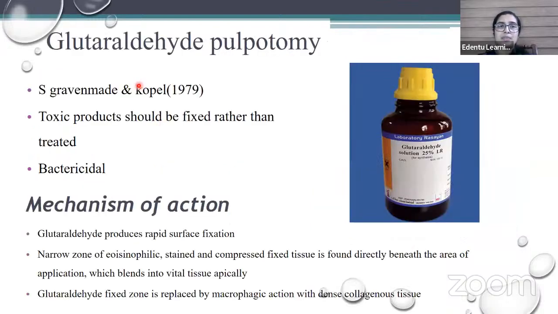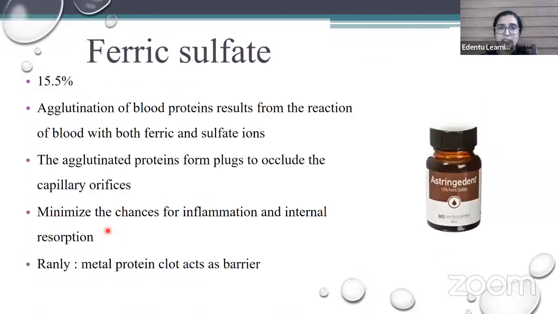And then we have another material, that is the glutaraldehyde pulpotomy. The toxic product should be fixed rather than treated. That is the basic rationale because of which we try doing this glutaraldehyde pulpotomy, and it is a bactericidal agent. The mechanism of action is that it produces rapid surface fixation, and a narrow zone of eosinophilic, stained, and compressed fixed tissue is found directly beneath the area of application. Basically, this glutaraldehyde fixed zone is replaced by macrophagic action with dense collagenous tissue. So whenever we are going with the newer materials, make sure that you give an introduction or probably 2 sentences regarding the material, then just give out the mechanism of action of the material as well.